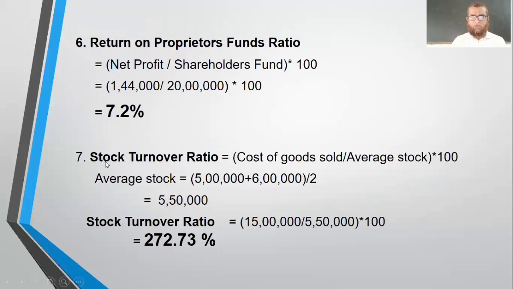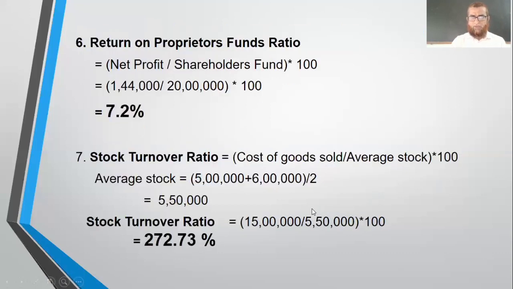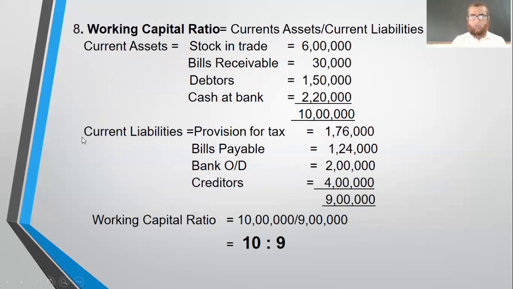Next, seventh ratio is stock turnover ratio. The formula is cost of goods sold divided by average stock into 100. So average stock is opening stock 5 lakh plus closing stock 6 lakh divided by 2. Answer is 5,50,000. So stock turnover ratio is equal to 15 lakh, cost of goods sold as already calculated in the earlier ratios, divided by average stock 5,50,000 into 100, 272.73%.